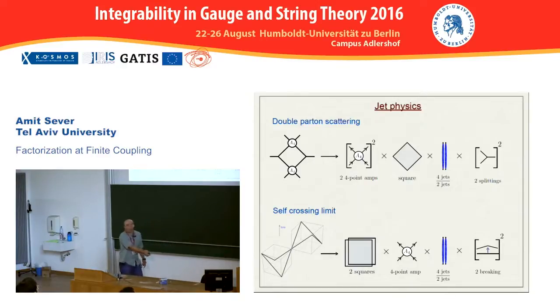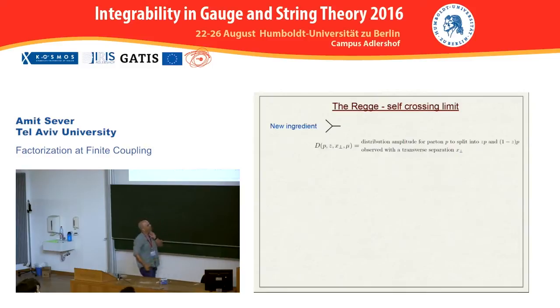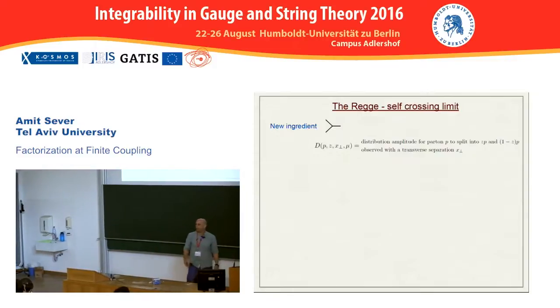And this splitting, again, is the distribution amplitude for a parton to be split into two parts, let's say z_p and 1 minus z_p, that are separated in the transverse direction by some distance that we call x-perp. So this is something that I didn't try hard, but I don't know how to determine a priori. What allows us to solve for this case is, again, integrability.